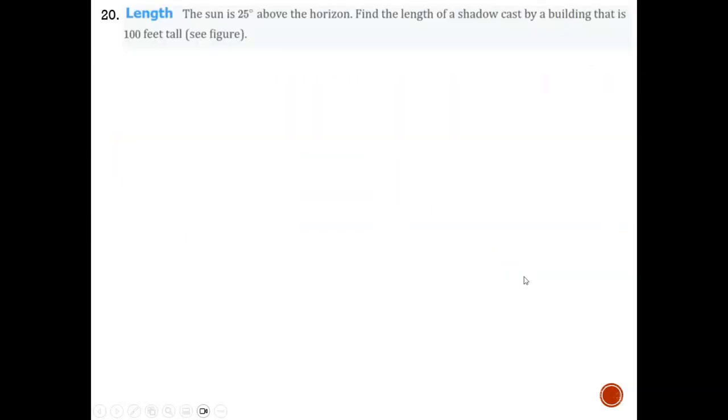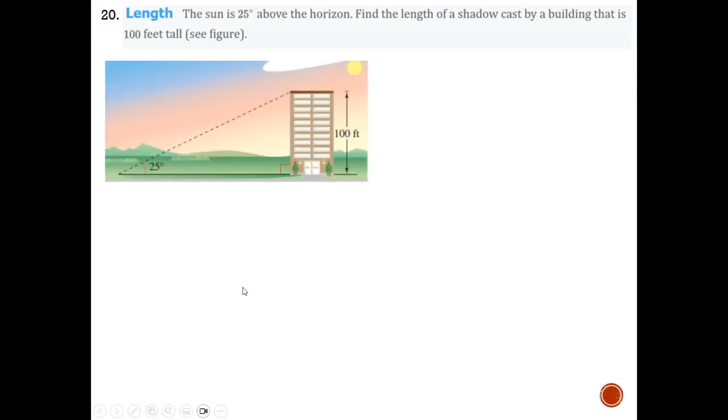And what else? Let's see, we have another word problem. The sun is 25 degrees above the horizon. Find the length of a shadow cast by a building that is 100 feet tall. Now this one does give you a figure, so that's nice. We can see what everything is here.